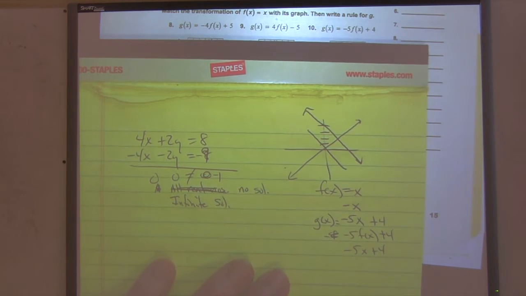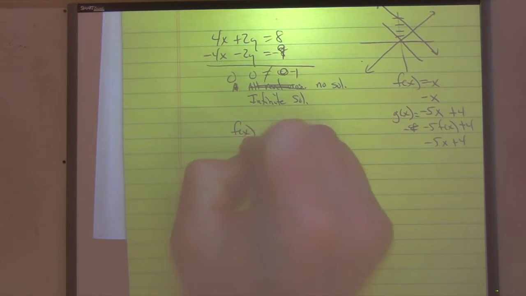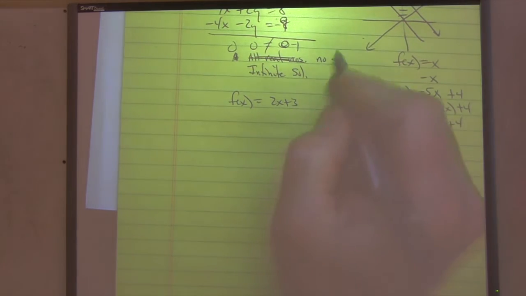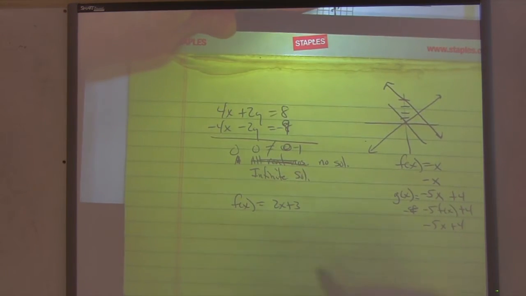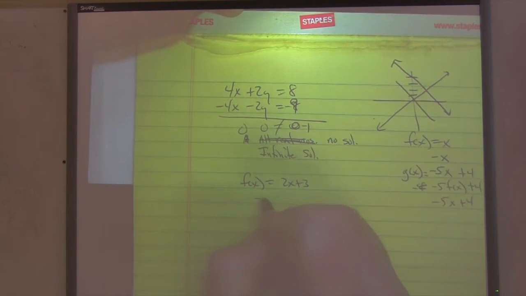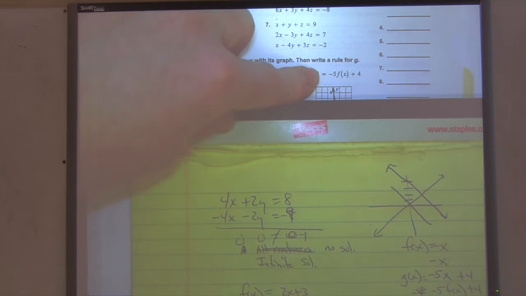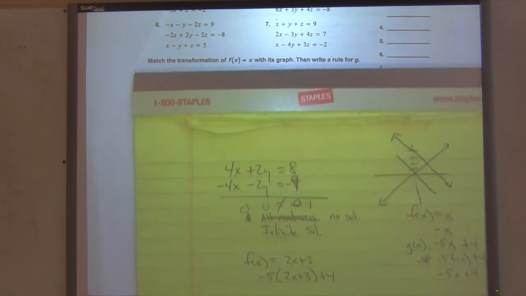And it's done. If we went to a more complicated problem, let's say f of x was equal to 2x plus 3, and now I did this exact same function, negative 5 times f of x plus 4, what I would do is when I came to negative 5, and when I came to f of x, I would replace it with the 2x plus 3, and then add 4. And then I would have to simplify that.